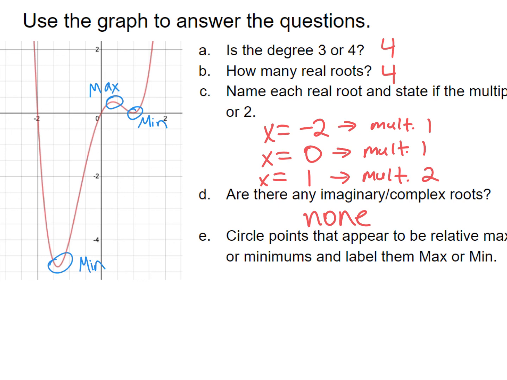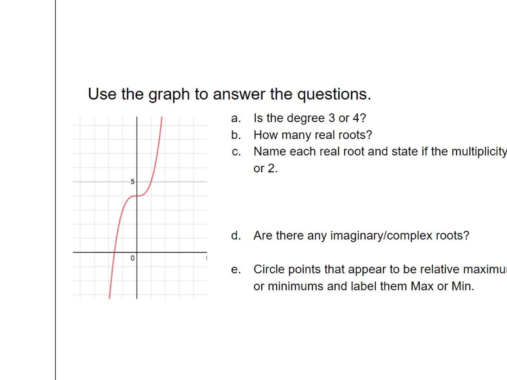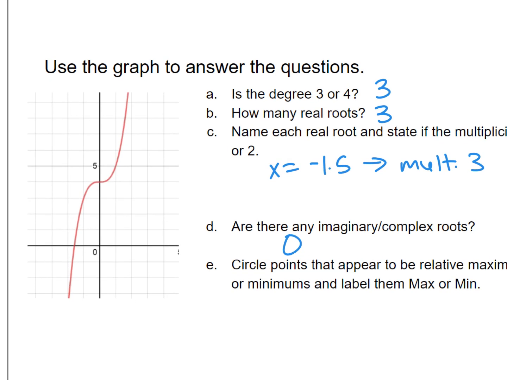Okay, next one. Is the degree 3 or 4? 3. Gotta be 3. How many real roots? 3. Okay, here's where I would accept either answer because we kind of are lacking information on this. If you said 3 real roots, you could have just put it at x equals, I don't even know what number that is, I'm going to guess -1.5, with a multiplicity of 3, which would then mean that you had 0 imaginary, and we don't have any maxes or mins because we don't change direction on this. So there shouldn't have been any maxes or mins regardless.